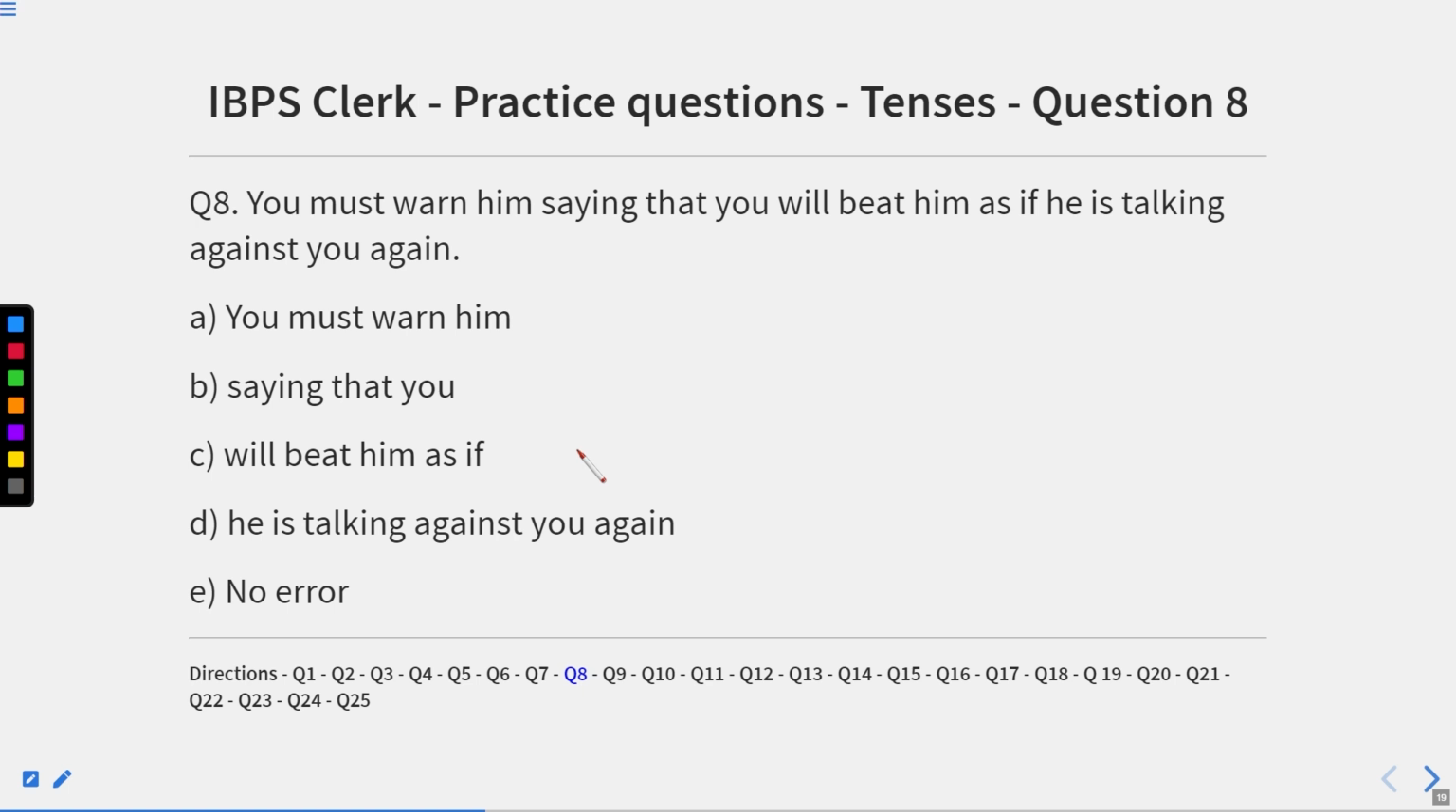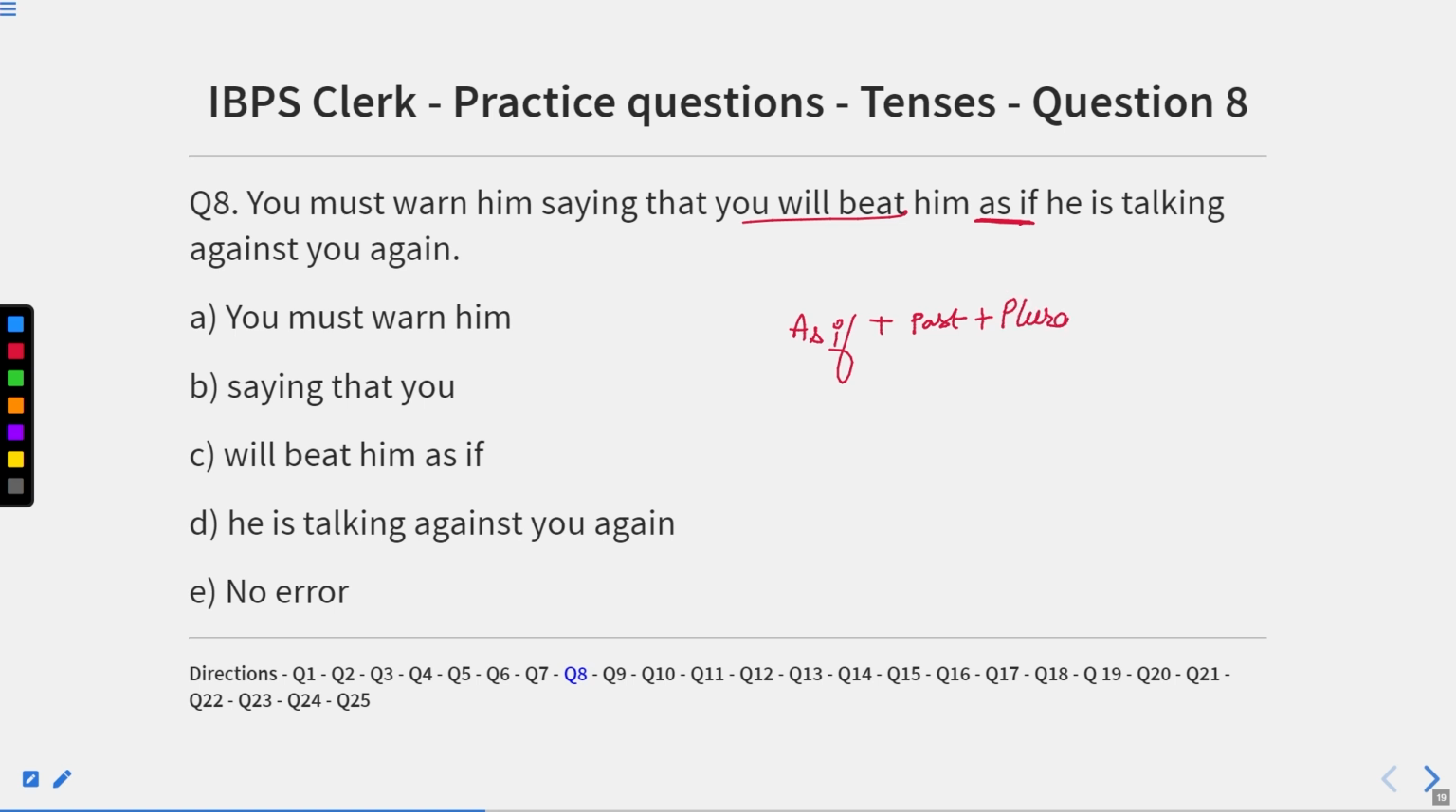You must warn him, saying that you will beat him as if he is talking against you again. Now if you see the sentence carefully, it is written you must warn him. Up to this part the sentence is correct. Saying that you will beat him is actually the future tense. As for as if, we know this very well, that whenever we have as if or in case, these types of phrases, we always use the verb in past plural form.